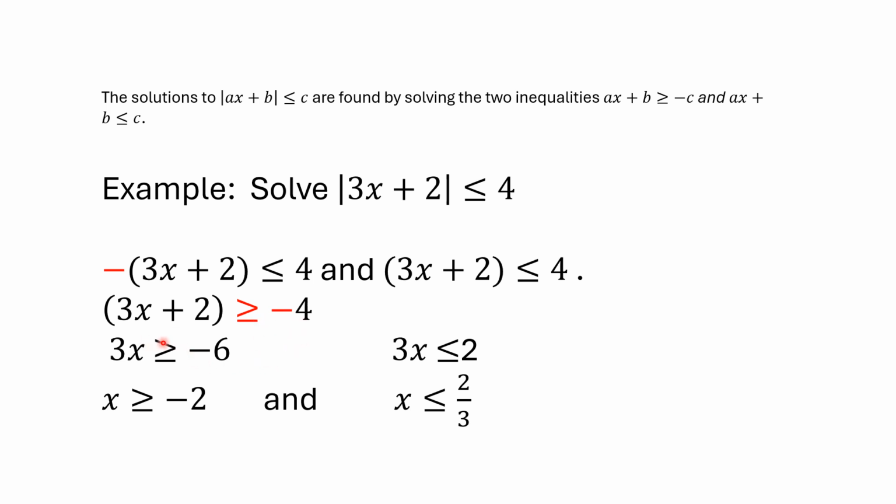So I go to 3x plus 2 greater than or equal to negative 4, 3x greater than or equal to negative 6, or x is greater than or equal to negative 2. On the other side, I don't have a negative to deal with, so I go through 3x is less than or equal to 2, subtracting 2 from each side. x is less than or equal to 2/3. So my solution is x is greater than or equal to negative 2 and x is less than or equal to 2/3. Or all the numbers from negative 2 to 2/3 inclusive.